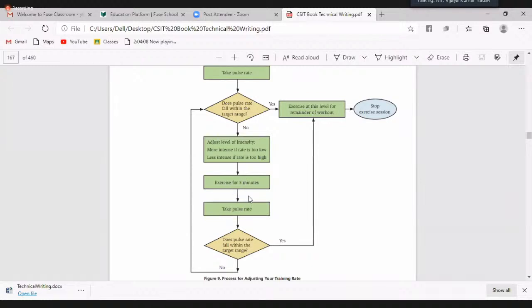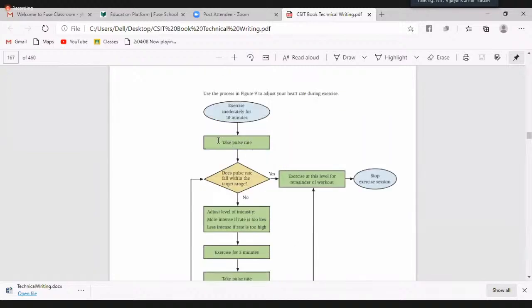Then here, take pulse rate. Here, adjust the level of intensity: more intense if the rate is too low, less intense if the rate is too high. So adjust the level of intensity. Whatever words are used in the rectangular shape, these indicate the activities, isn't it?